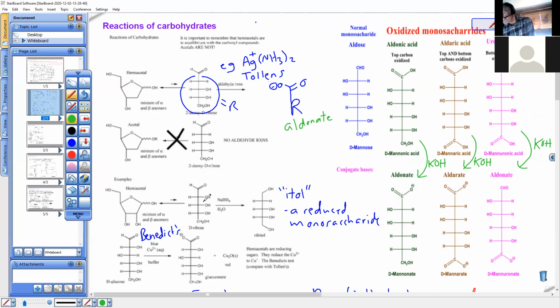Sometimes reducing sugars. If you do this reaction going from here to here, the sugar is actually becoming oxidized. That would be a reducing sugar. So we already talked about that. No need to mention it again. And I'll see you after the break. We will pick up over here.